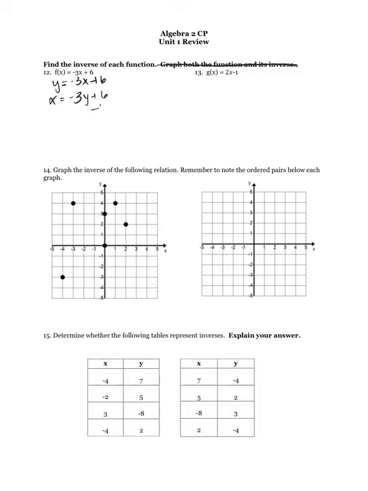So here, subtract 6 from both sides. We have x minus 6 equals -3y. Then I need to divide by -3 on both sides. These cancel. So now I'm left with y equals x minus 6 all over -3. But I'm not done. For my final answer, I have to change y to f inverse of x, which equals x minus 6 all over -3. So that's my answer for number 12.